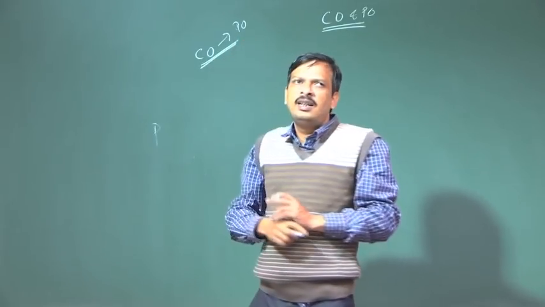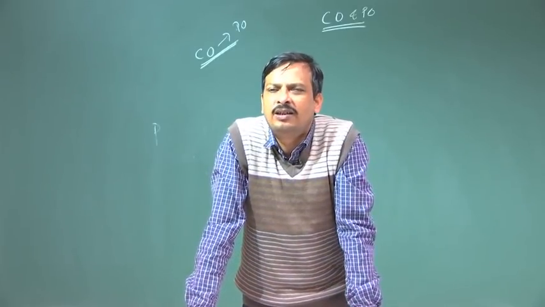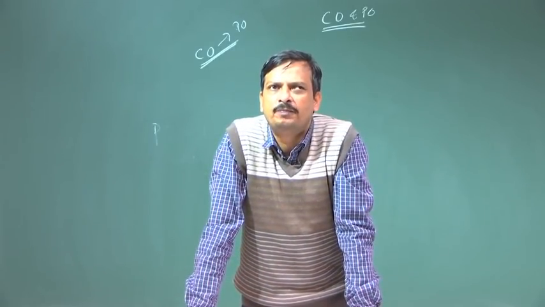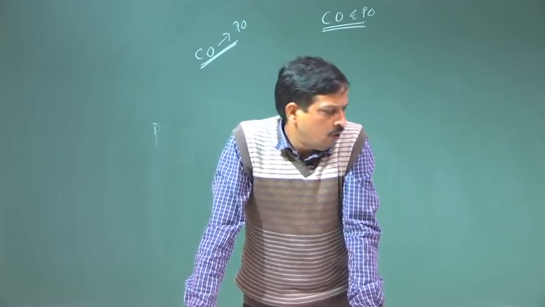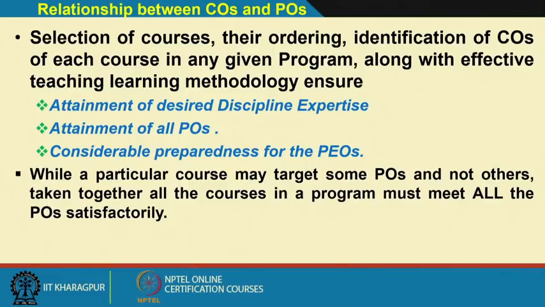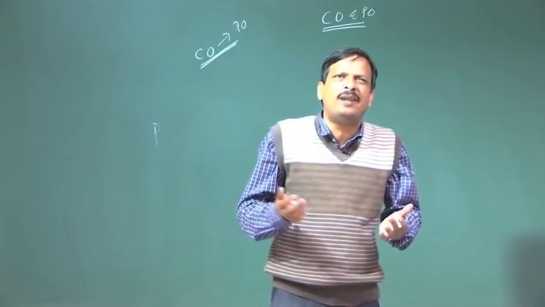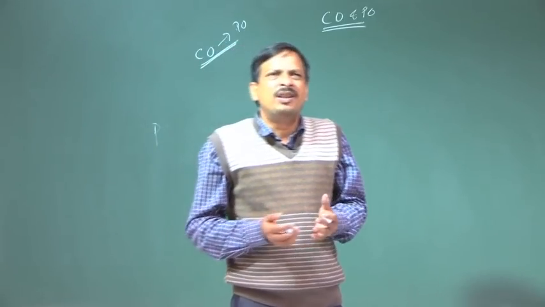As a teacher, or as a group of people, we can sit together and find out whether this is matching or not. Okay. So, what we will do is select courses and their ordering, and identify the CO for each course in a given program, along with effective teaching learning methodology, to ensure attainment. So, why is this required? People will ask why I do this CO-PO matching, what essentially I am doing.